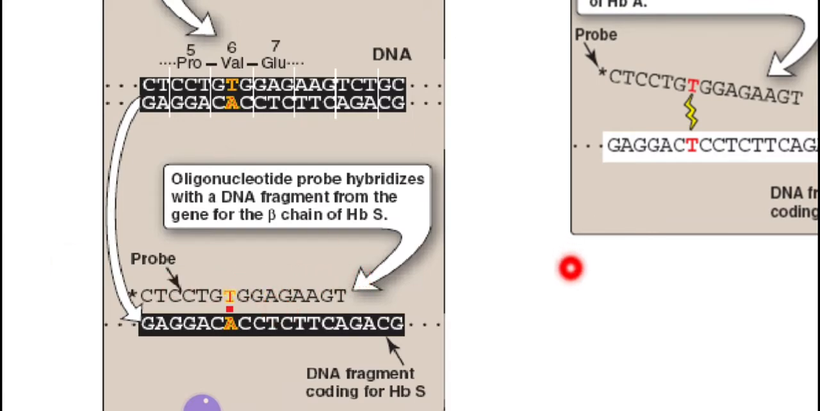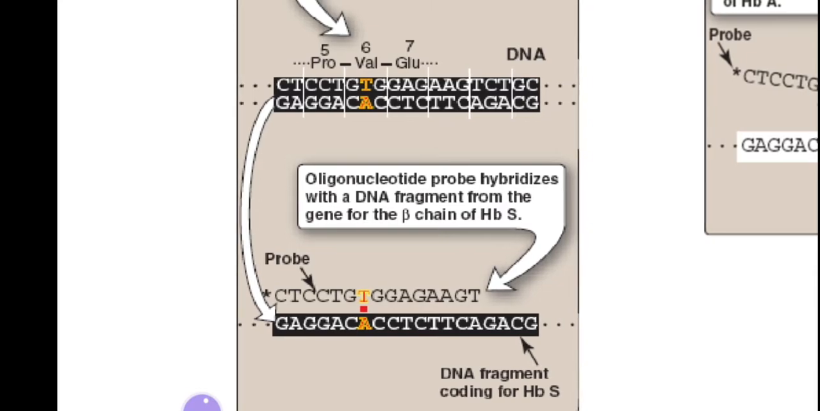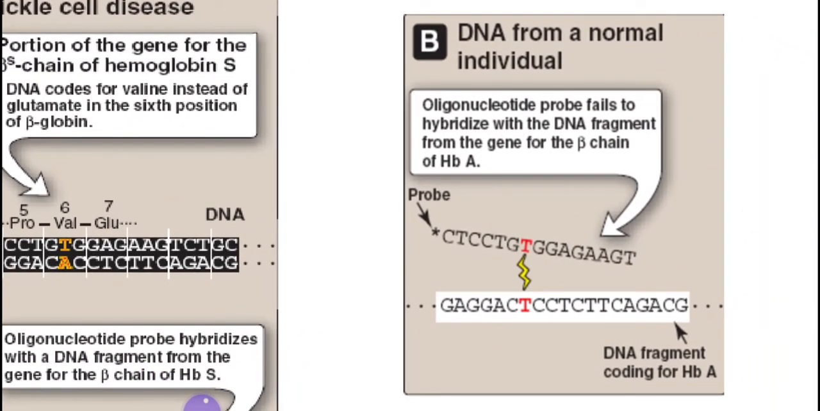This is the probe which is specific. This is the upper DNA part. This is the probe, and it is specific, and it will bind. It is complementary to the DNA fragment coding for the hemoglobin S, so it will bind to the mutated DNA. And the normal DNA from the normal individual, as our probe contains the T, it will not bind. It is not completely complementary to the DNA fragment coding for the HBA.